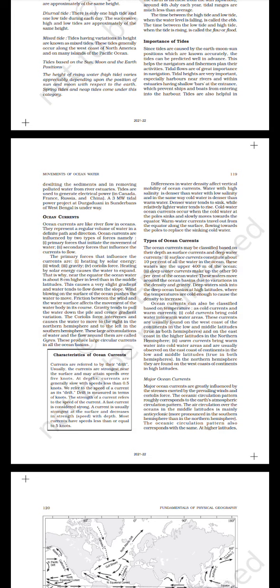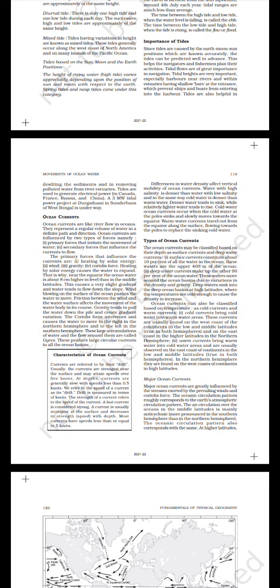Ocean currents. Ocean currents are like a river flow in oceans. They represent a regular volume of water in a definite path and direction. Ocean currents are influenced by two types of forces, namely primary forces that initiate the movement of water, and secondary forces that influence the currents to flow. The primary forces that influence the currents are heating by solar energy, wind, gravity, and Coriolis force.